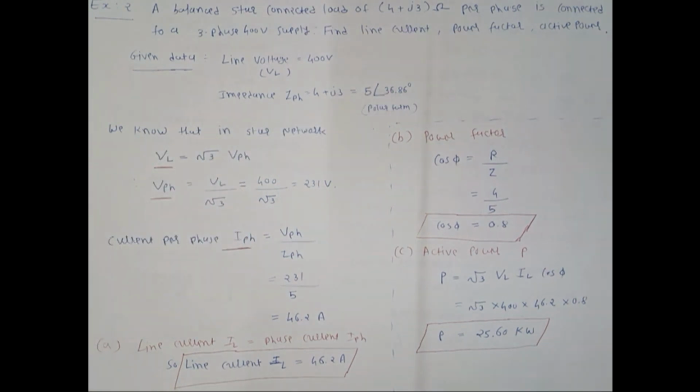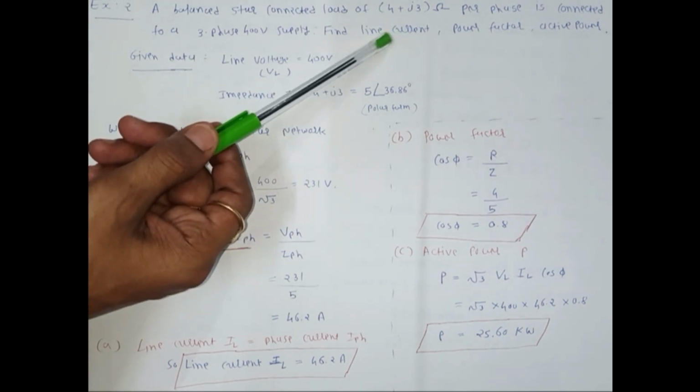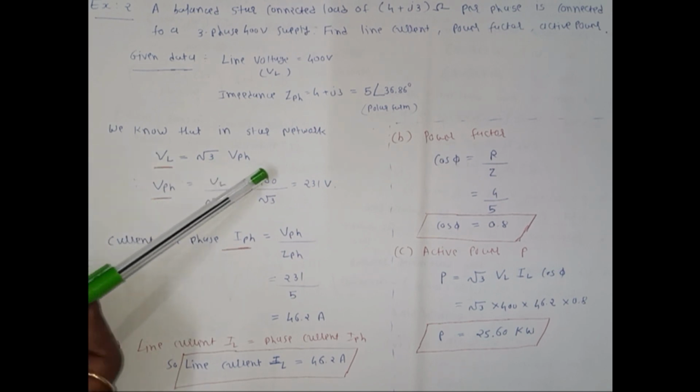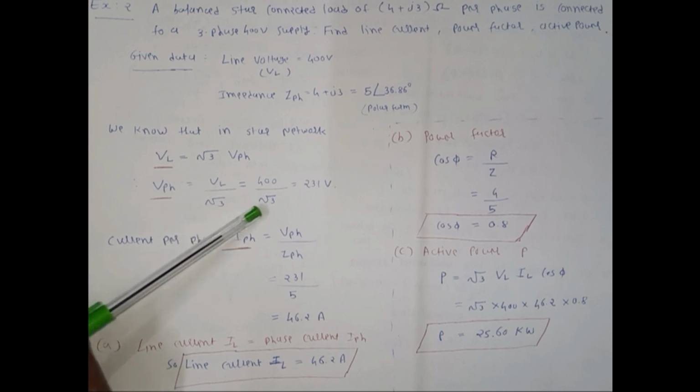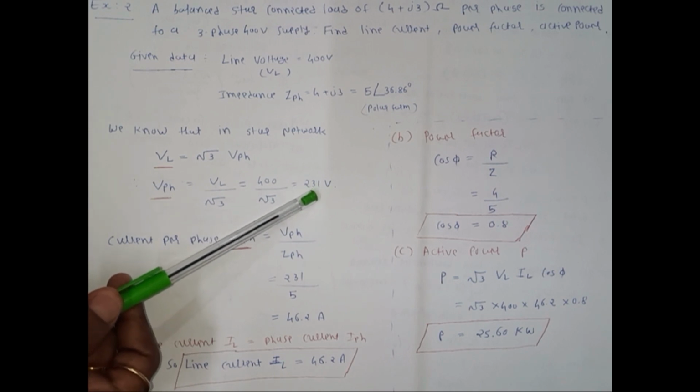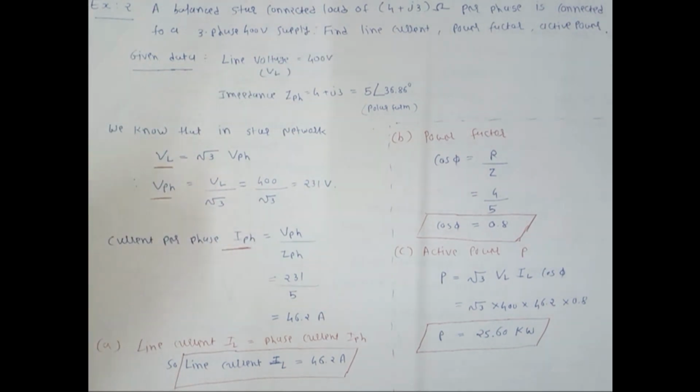Okay, so we have to find line current, power factor and active power. First of all, in a star network we know that line current and phase current are the same, but line voltage equals root 3 phase voltage. So we can find phase voltage VPH equals VL by root 3. VL is 400, and 400 by root 3 equals 231 volt. So phase voltage equals 231 volt. Line voltage is already given as 400 volt.